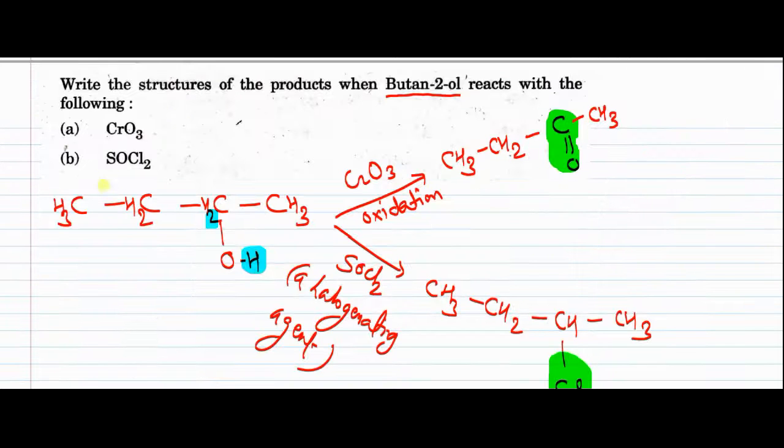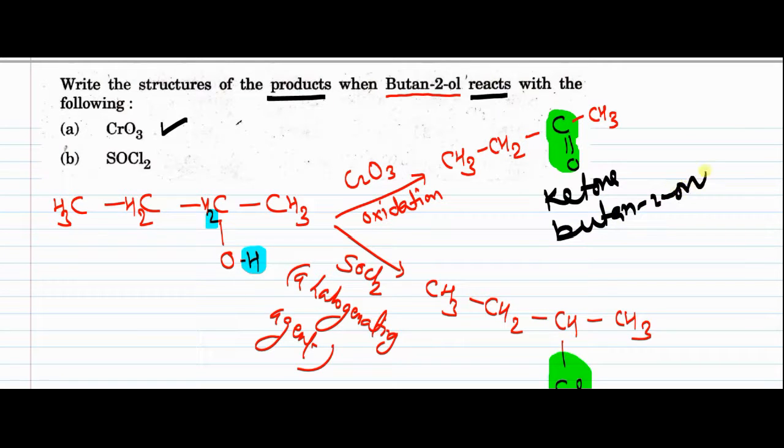Write the structure of product when butan-2-ol reacts with the following. CrO3, the oxidizer, alcohol converts into ketone, butan-2-one. SOCl2, a halogenating agent, result OH group converts into Cl.